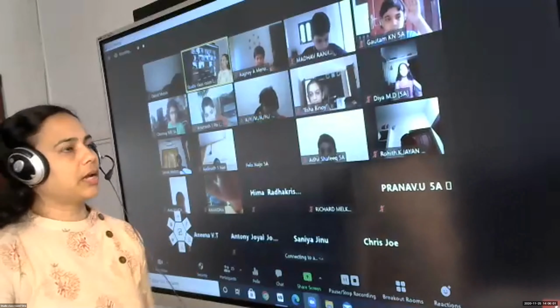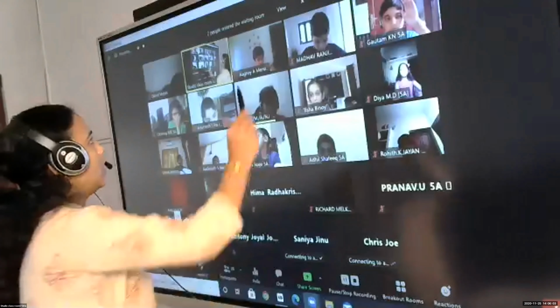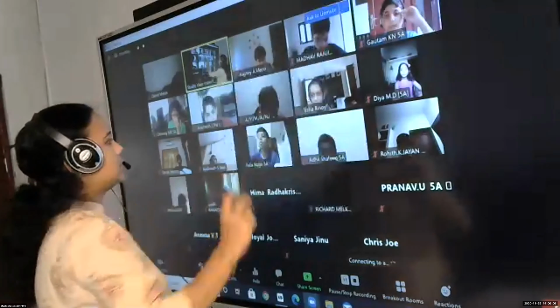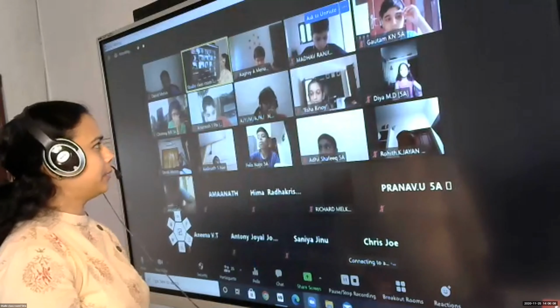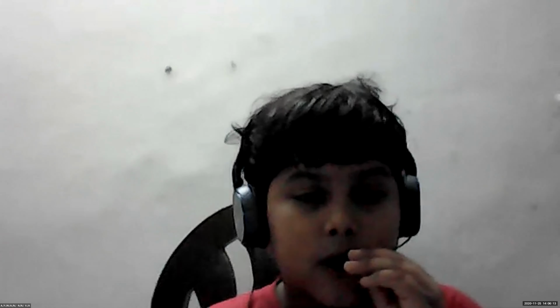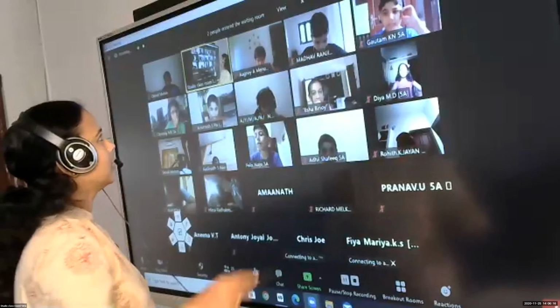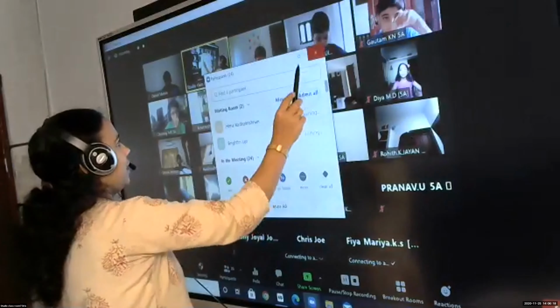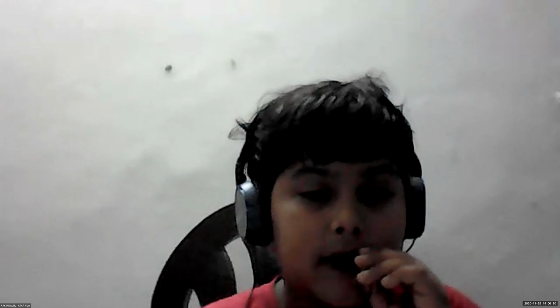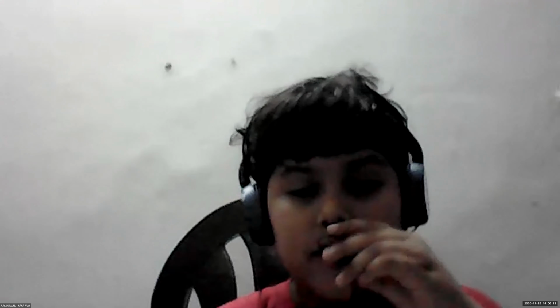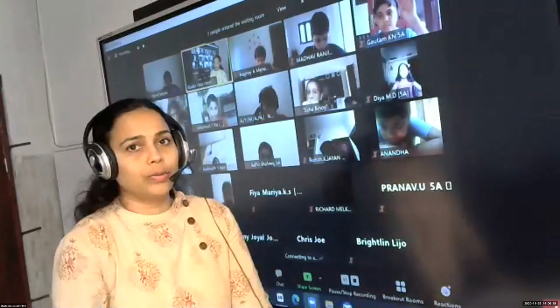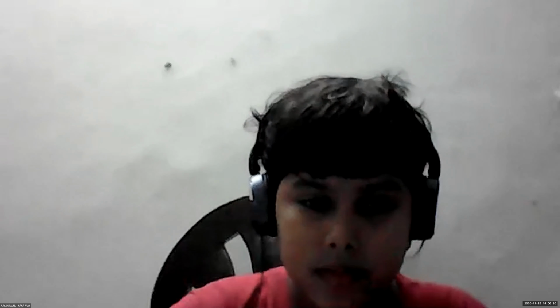The fractions which have the same denominator are called like fractions. So if the fractions have the same denominator, how can we compare the numerators? If the denominators are same, we will look at the numerators. The numerator with the biggest number, that fraction is bigger.